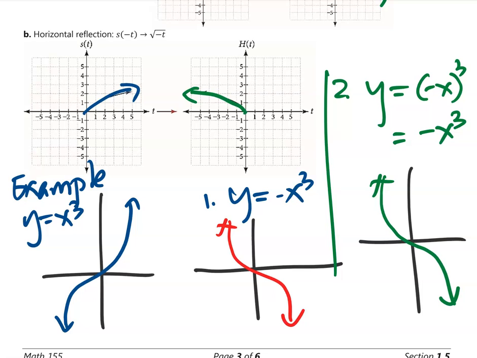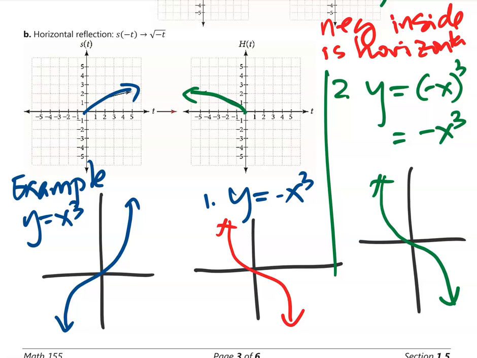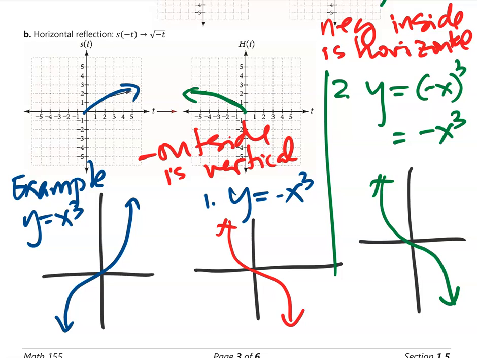So when it's outside, vertical, negative inside is horizontal. So take note of that. Negative outside is vertical. So imagine it's reflected vertically, and this is horizontally.